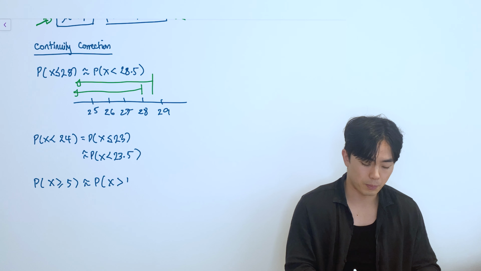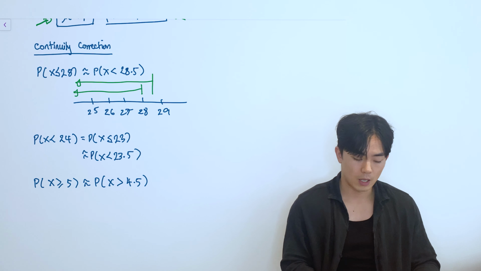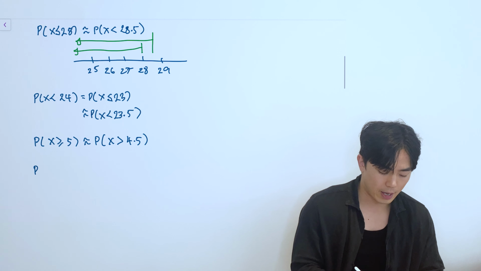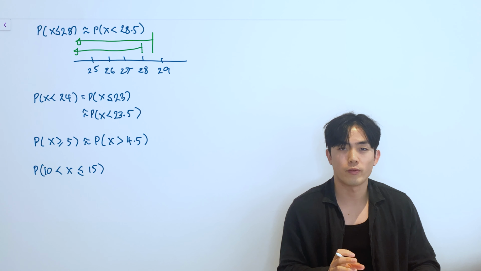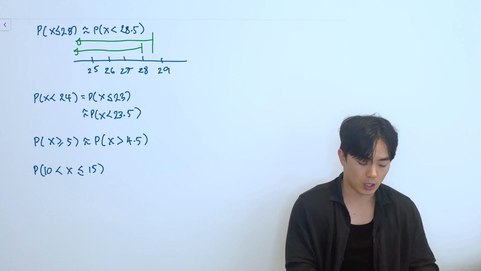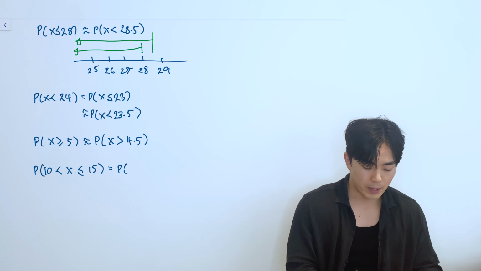So this would be bigger than 4.5, like this. Let's say we have the probability that x is bigger than 10 and less than or equal to 15, okay? As I said, always convert it into equal to. So this is going to be equal to the probability that x is bigger than or equal to 11 and less than or equal to 15.